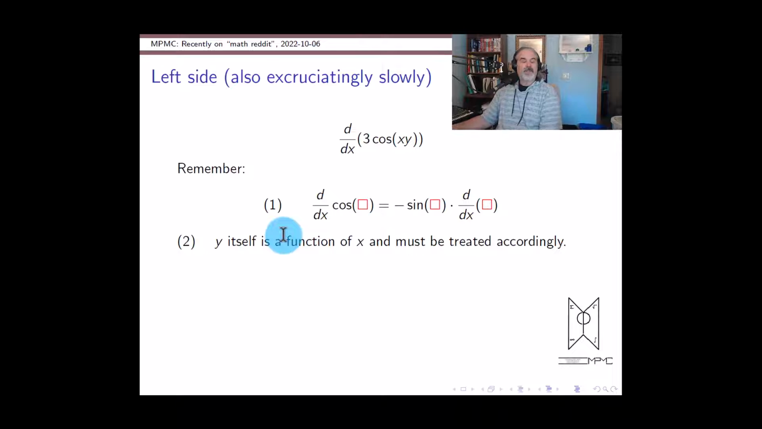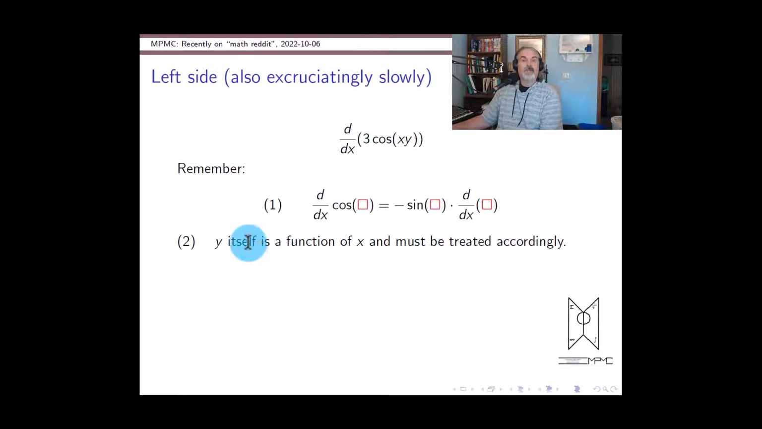This is something to repeat to yourself over and over. Y is a function of x, and it must be treated accordingly. So when we get to the point where we're going to look for the derivative with respect to x of xy, well, x is a function of x, and y is a function of x. This is one function of x times another function of x. What rule gets used to evaluate that derivative?